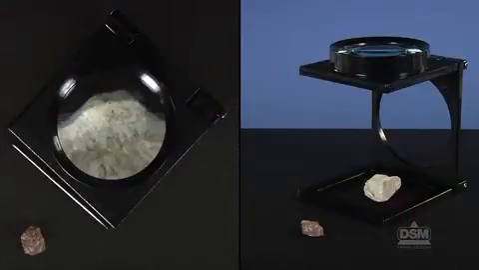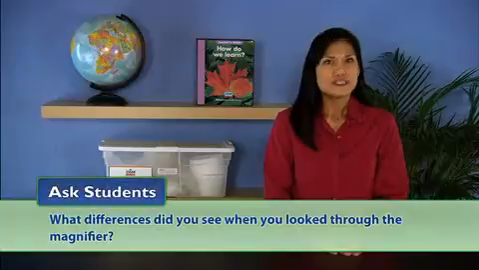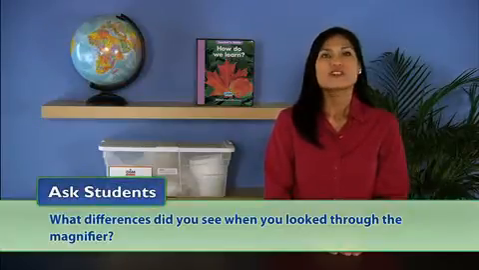To begin the activity, ask students to describe what they saw through the magnifier. Have them share how the 2 objects are alike and different, and elicit that the objects are the same in one way, that both objects are rocks. Encourage students to think about how the objects are different by comparing them. Ask students, what differences did you see when you looked through the magnifier? Students should mention color, shininess, holes, and smoothness.